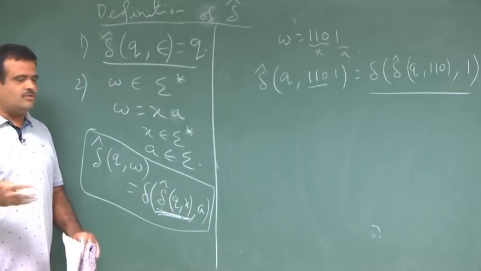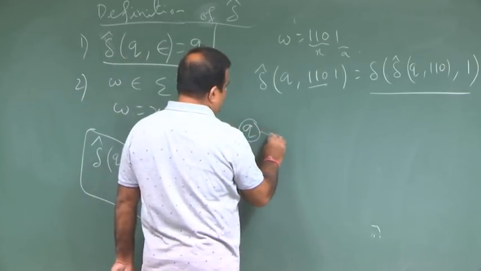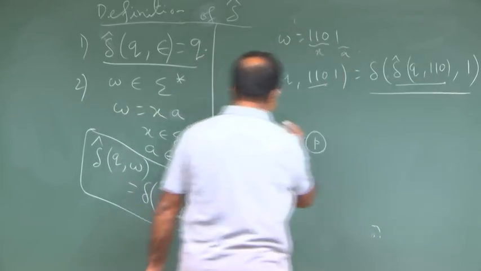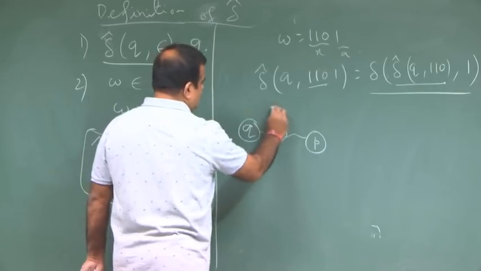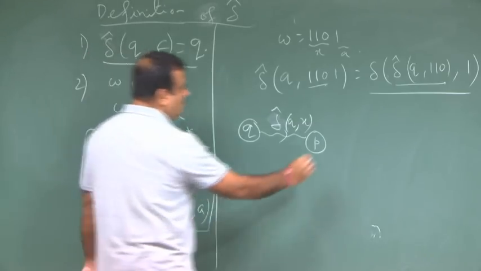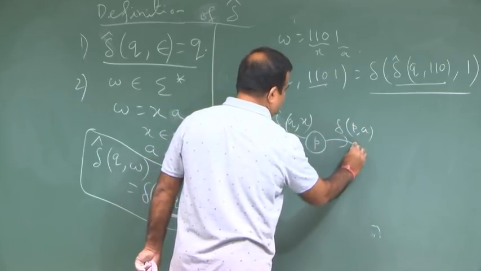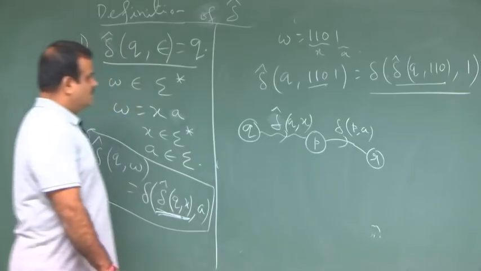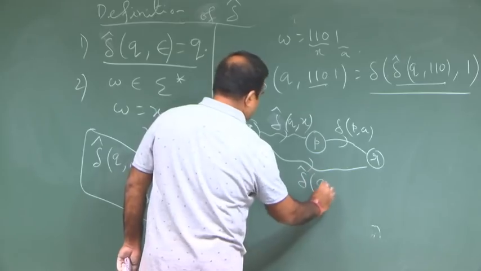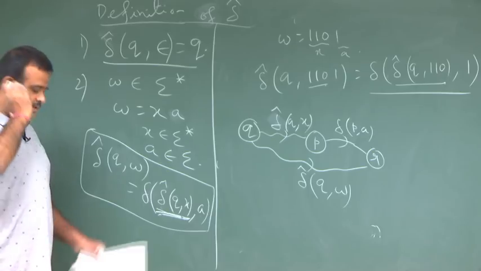So, intuitively we start with some state q and we keep going. So, we will reach p; this is the delta hat of q comma x. Now, from here we have direct delta, so delta of p comma a, and suppose this is r. So, this together is our delta hat of q comma w. This is the way we are defining that. This is the inductive definition of this.